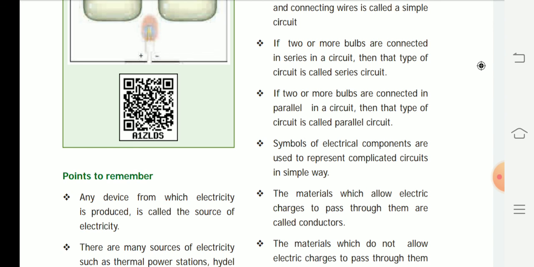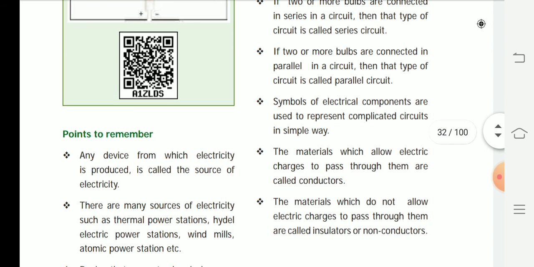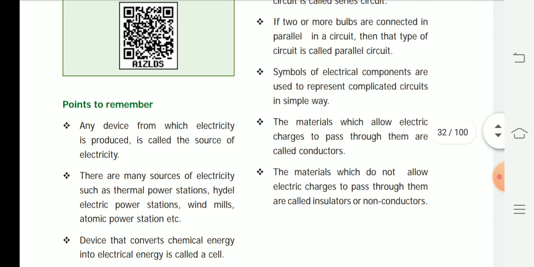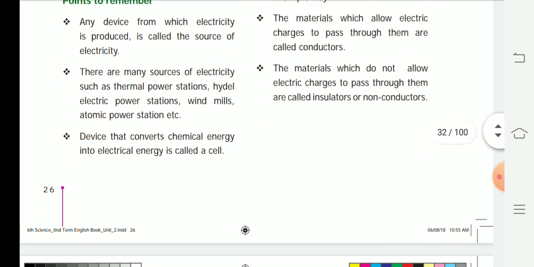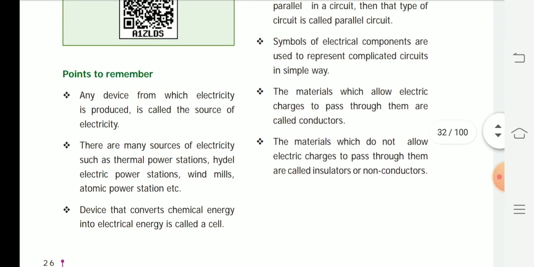The materials which allow electric charges to pass through them are called conductors. The materials which do not allow electric charges to pass through them are called insulators or non-conductors.